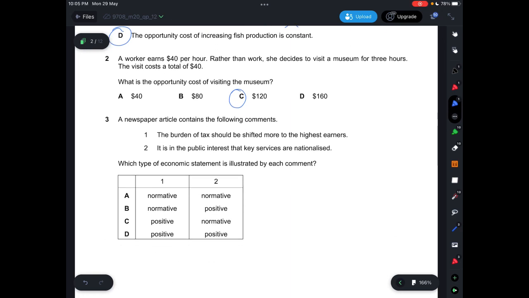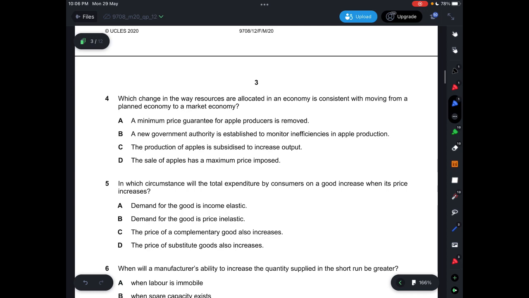Question 3. The newspaper article contains the following comments. Comment 1: the burden of tax should be shifted more to the highest earners. The word "should" is basically based on opinion. Comment 2: it is in the public interest that key services are nationalized. This one is a normative statement because it says it is in the public interest. It's based on personal opinion. There's no way to prove that; it's based more towards opinions and more towards a bias. So both of them are actually normative statements. So the answer is A.